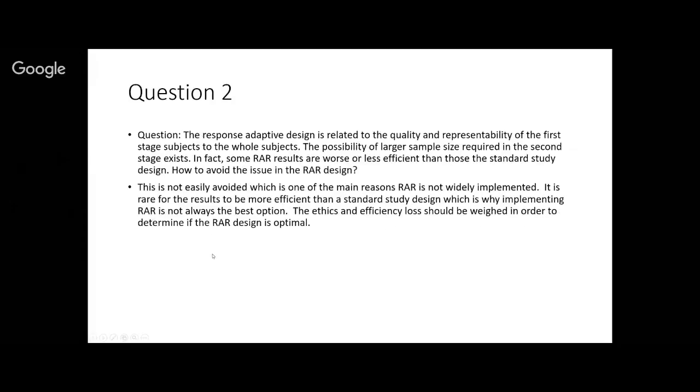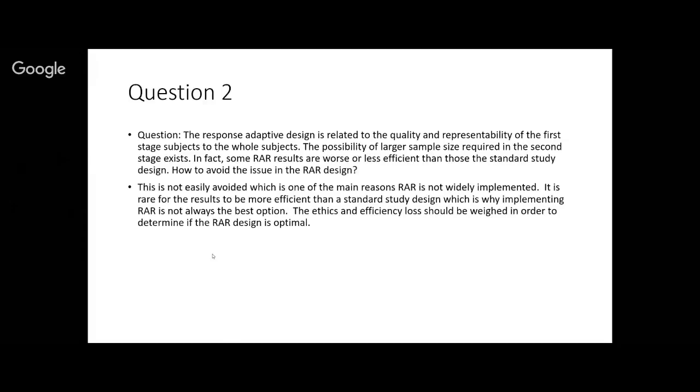Second question: the response adaptive design is related to the quality and representability of the first stage subjects to the whole subjects. The possibility of a larger sample size required in the second stage exists. In fact, some raw results are worse or less significant than those of the standard design. How can this issue be avoided in the response adaptive randomization design?